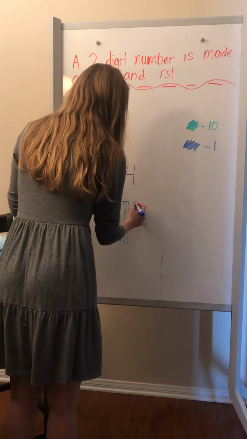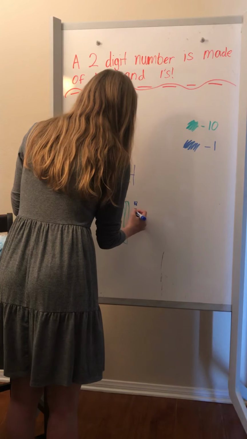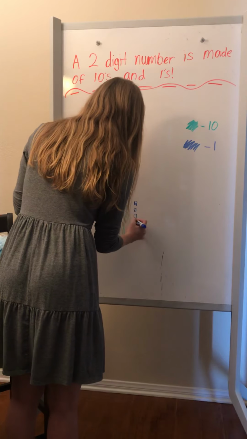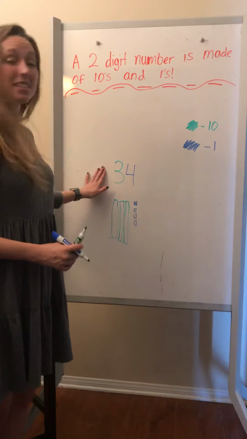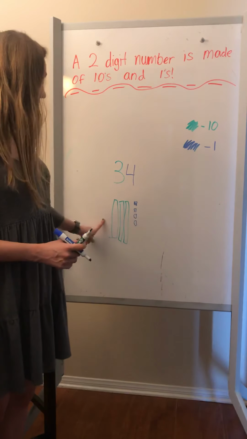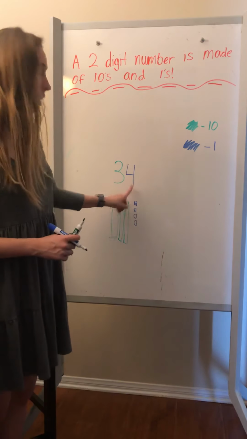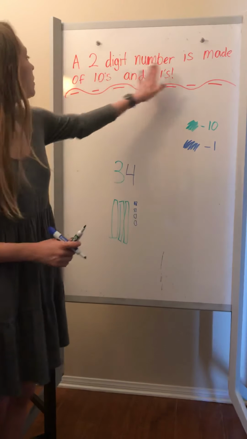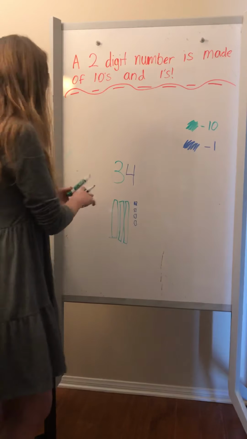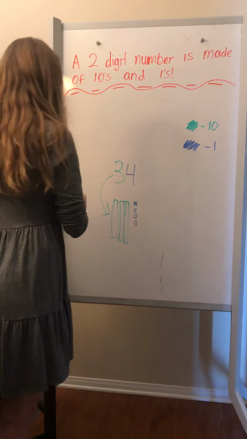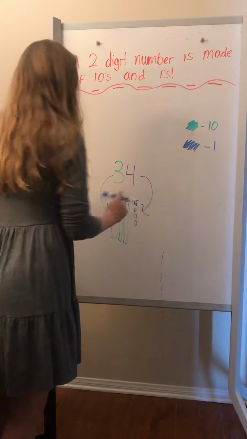1, 2, 3, 4. So this drawing is the same as this number. 34 is the same as 3 10s and 4 1s. So when a two-digit number is made up of 10s and 1s, that's what that means. We've got 3 10s and 4 1s.